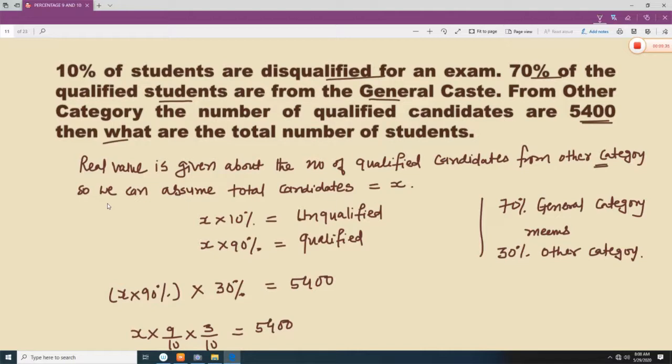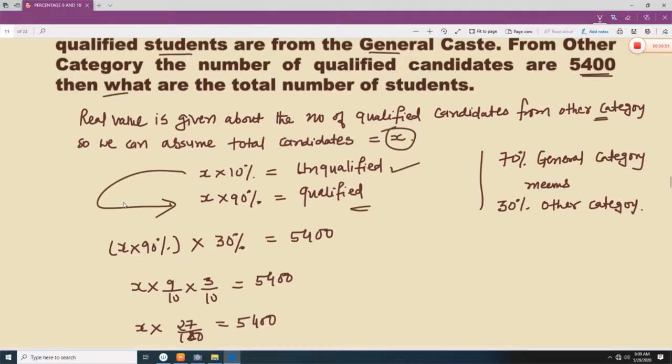So we can assume the total number of candidates is X. Now out of X, 10% of the X are unqualified. It means 90% of the X are qualified. So from that 90%, 30% are from other category, because 70% are from general category. So 90% of the X, 30% of that, that is 5400, is from the other category.